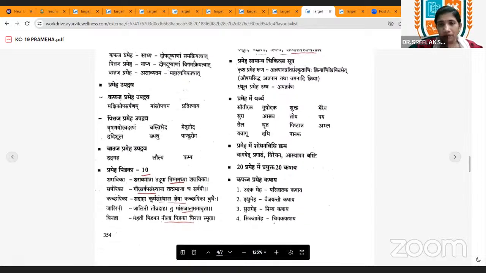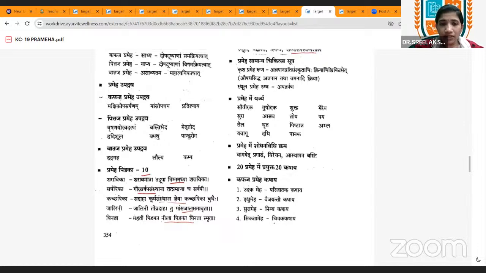Prameha Pidaka is also important. It is 10 in number. Actually, the Prameha Pidaka, according to the opinion of Charakacharya, is of 7 types. Okay, 7. And Kashyapacharya mentioned 8. And Bhoja mentioned 9 types. And Ashtanga Hridaya and Sushruta Samhita 10. 10 in number. Okay. So you have to remember the 7, 8, 9, 10. These are the order of this Prameha Pidaka.